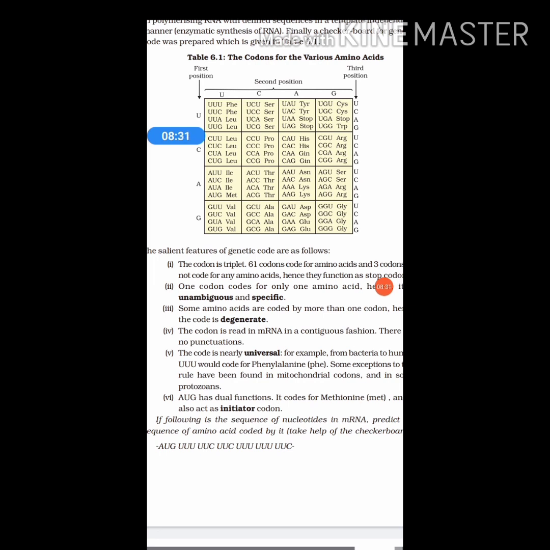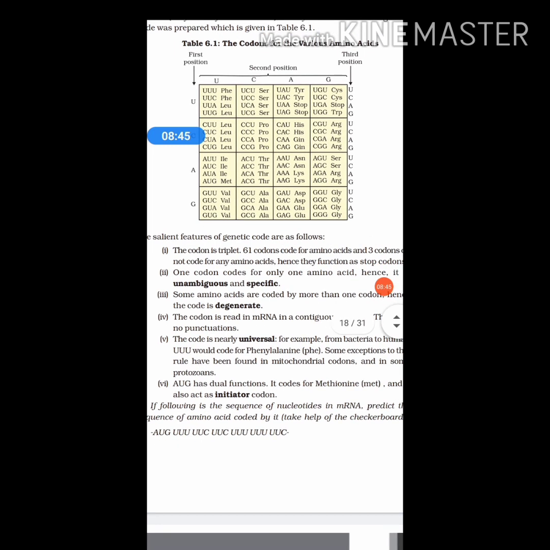There are no punctuations. Then comes the fifth salient feature. The codon is universal. From prokaryotes to eukaryotes, these are the same. That is, from bacteria to human beings, UUU is coding for only phenylalanine. Whether we observe it in a bacterial cell or in a human being's body, we can see UUU is coding for phenylalanine. So that is universal. And then comes the last feature.